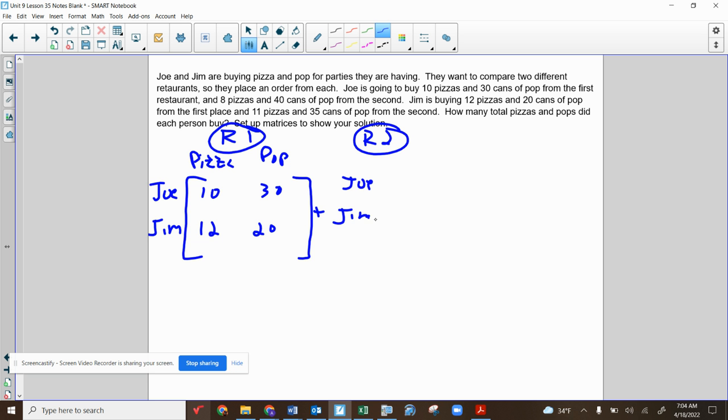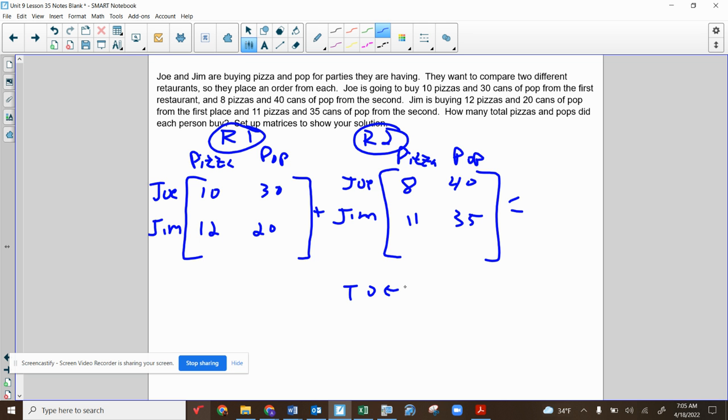Okay, from restaurant number 2, sorry if you say soda, but well, it's pop. All right, so from restaurant number 2, Joe buys 8 and 40. Jim buys 11 and 35. So then their total, Joe, Jim, sorry, that's bad. Pizza, pop.